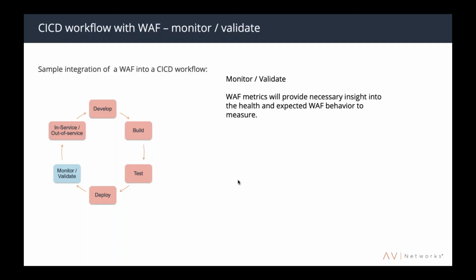The next step is monitor and validate. You can now look at the metrics provided by the WAF that provide necessary insights into the expected WAF behavior and how to measure the health. So if you have a new version deployed and it has a lot more blocks or alerts from the WAF, you probably don't want to put that in service. So you have these metrics that you can actually base decisions on. And if you do it wisely, you can automate these decisions very quickly as well.